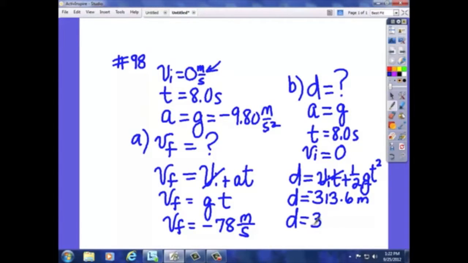I look at my significant figures, and again, I'm limited by this 2 significant figure time. So I'm going to say that the displacement is 310, and it's going to be negative because that's how my calculations came out, downward 310 meters. And that is the second answer in question number 98. Okay?